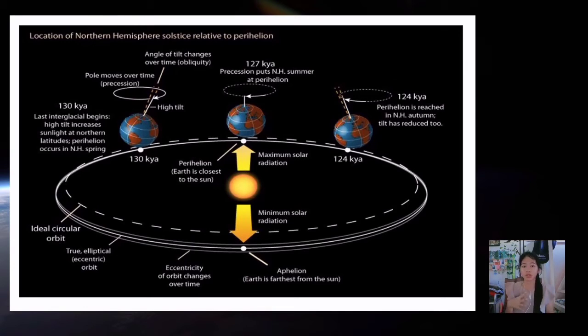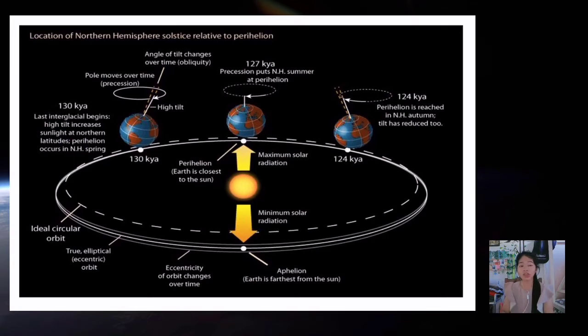It's called precession. So what is precession? Precession of the equinoxes refers to the motion of the equinoxes relative to the precession of the Earth's axis of rotation. It happens over thousands of years. So 127 KYA, precession puts the northern hemisphere summer at perihelion. At 124 KYA, or kilo years ago, perihelion is reached in the northern hemisphere autumn. So tilt has reduced too.